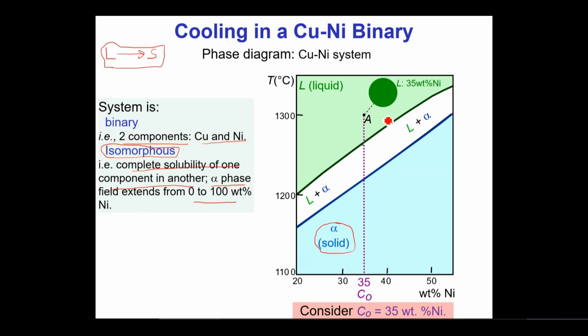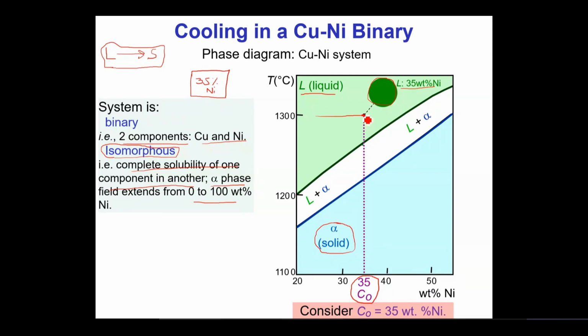Now, let's say I have a composition of 35 weight percent nickel. This is my material, the composition of the overall material. If I take this material to round about 1300 degrees centigrade, what is the phase that I'll have? L phase, sir. The liquid. Yes, the L phase, which is liquid. And over here, I have represented the whole material with green color, and it is liquid phase.